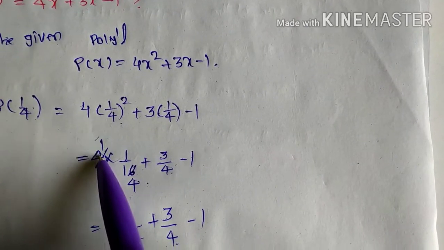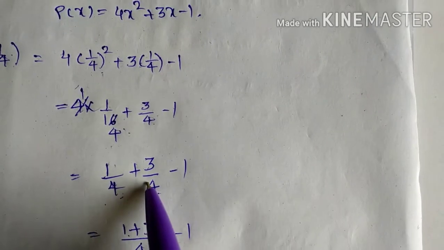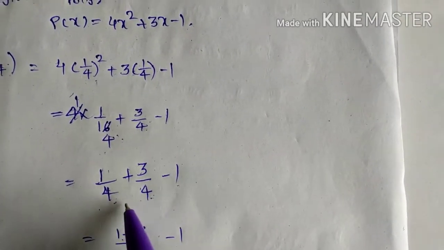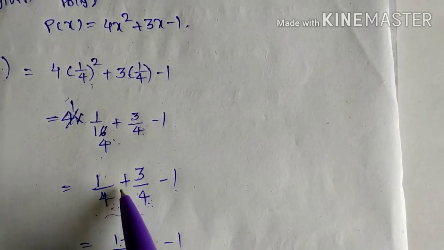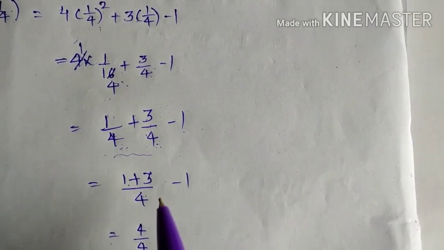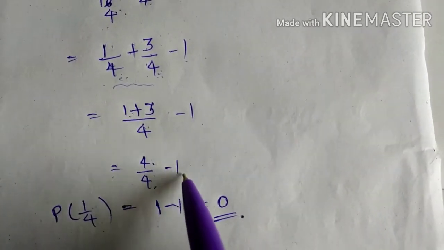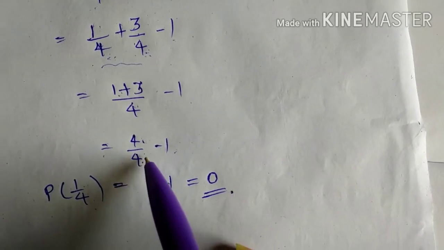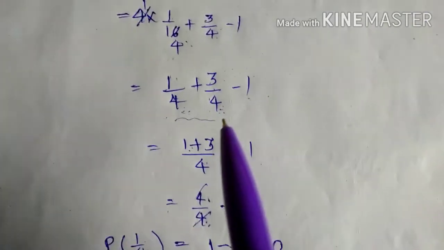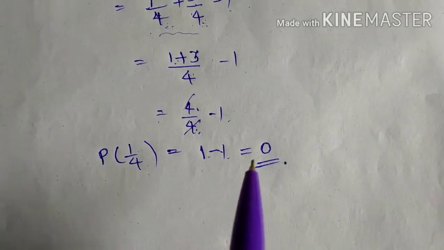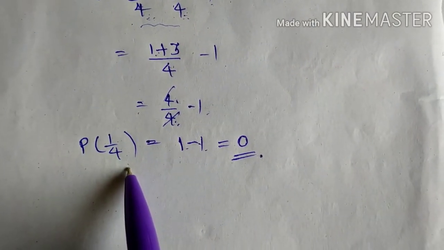See here, you can simplify it, 4 1 4, 4 4 16. Yes or no? Yes, you can write here 1 by 4 plus 3 by 4 minus 1. Once you observe, these two are like fractions or not? Yes. So you can add the numerators directly. 1 plus 3 by 4 minus 1. See here, 1 plus 3 is how much? 4. 4 by 4 minus 1. See here, 4 by 4 means it is 1 only. Yes or no? 4 4 cancel. 1 minus 1. 1 minus 1 is equal to how much? 0. That means here p of 1 by 4 is equal to 0. So you can call 1 by 4 as a zero of the polynomial or not?